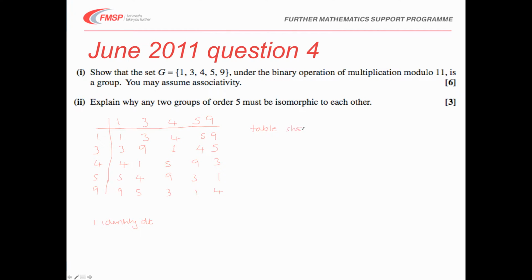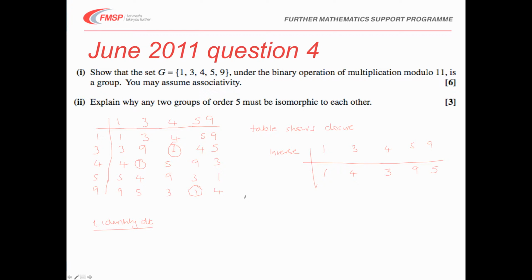They've said we can assume associativity because it's multiplication. We've got an identity element of 1, so we just need to then find the inverses. So we've got 1, 3, 4, 5, 9. The inverse of 1, obviously the identity, is 1. Go down, the inverse of 3 is 4. The inverse of 4 is 3. The inverse of 5 is 9, and the inverse of 9 is 5.